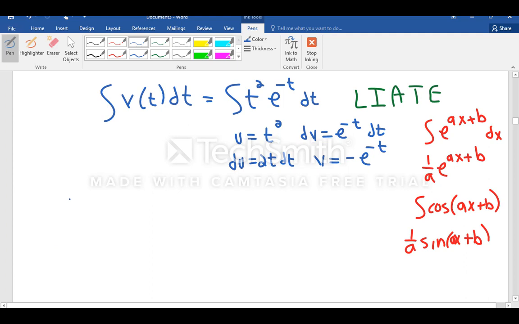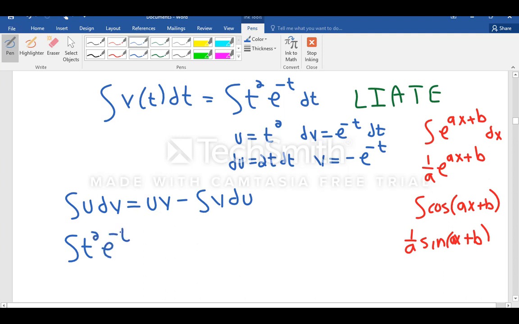So we have, again, the integral of u dv is going to be u times v minus the integral of v du. So we're going to plug in what we have here. We have the integral of t squared e to the negative t dt, and it's going to equal u times v, so we're going to have t squared times negative e to the negative t.